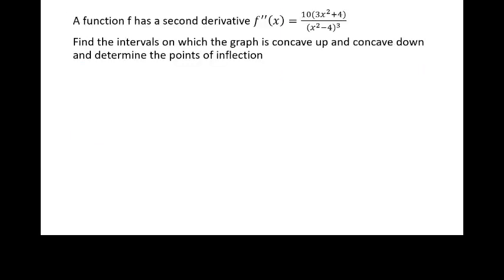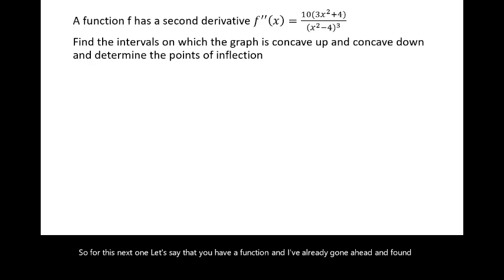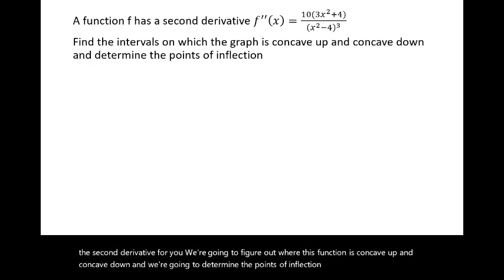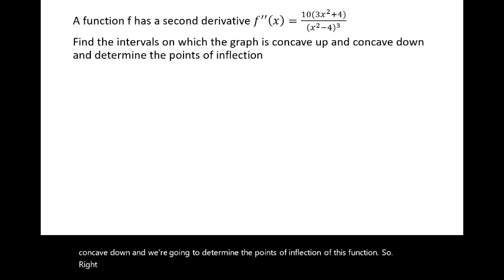So for this next one, let's say that you have a function, and I've already gone ahead and found the second derivative for you. We're going to figure out where this function is concave up and concave down, and we're going to determine the points of inflection of this function. So right away, remember, inflection points occur where either the second derivative equals 0 or where the second derivative is undefined.